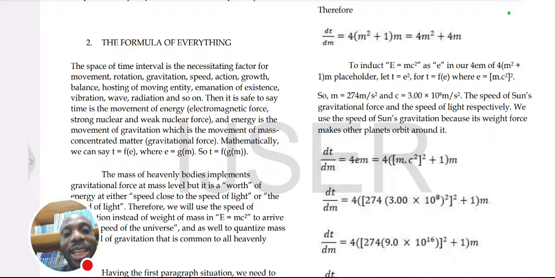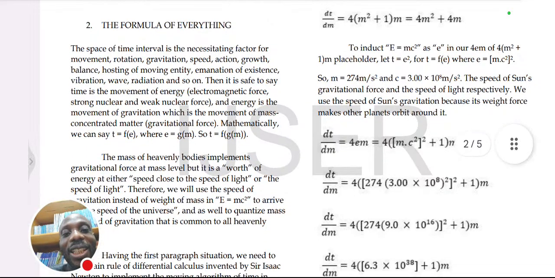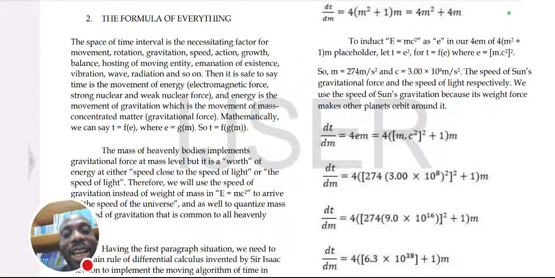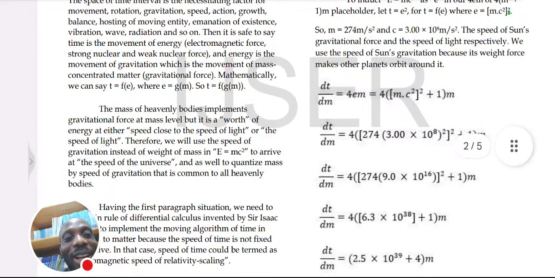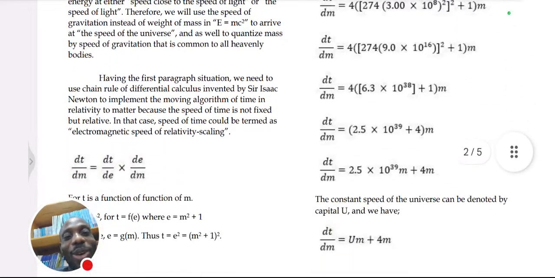Mathematically, we can say T is a function of E, energy, where energy is a function of gravity, where E is a function of G, which is the gravitational function of mass. You understand? So we can just have that like that. So with that, you can see that yes, we are going somewhere.